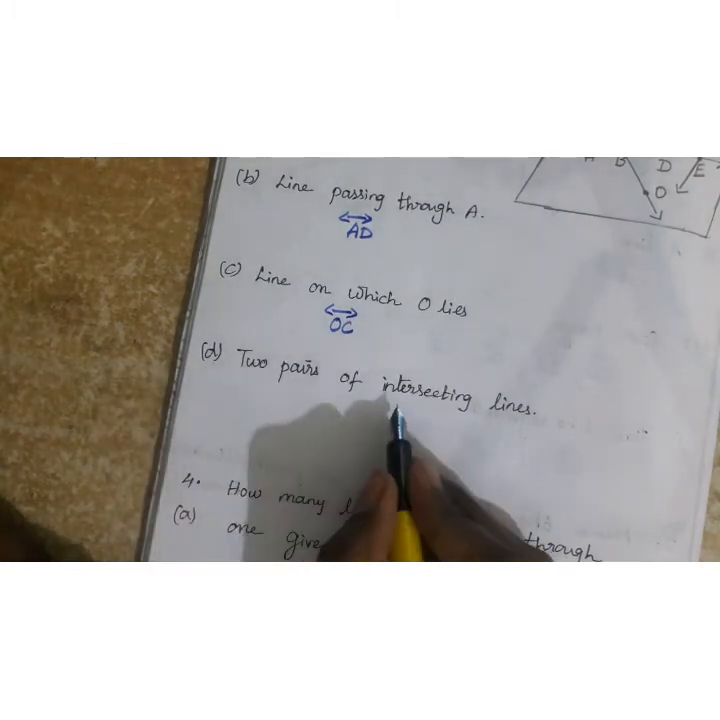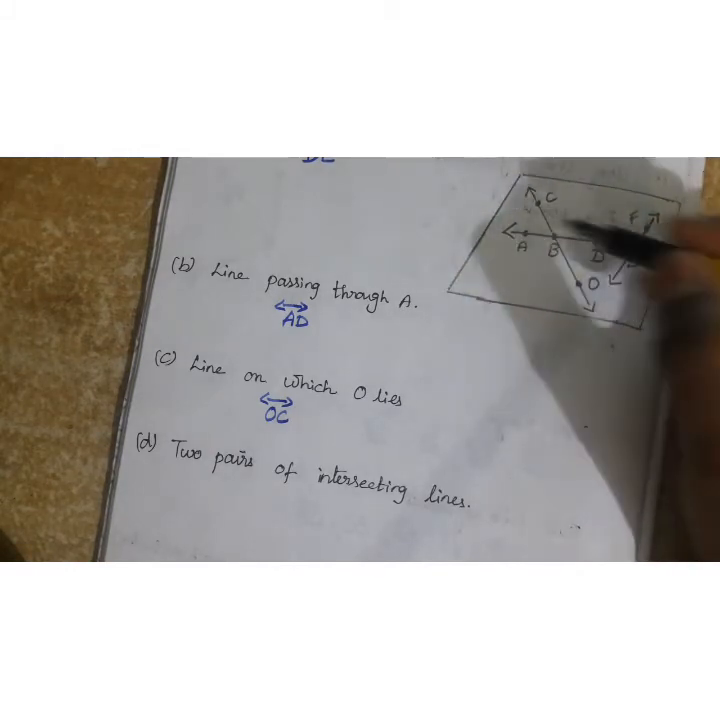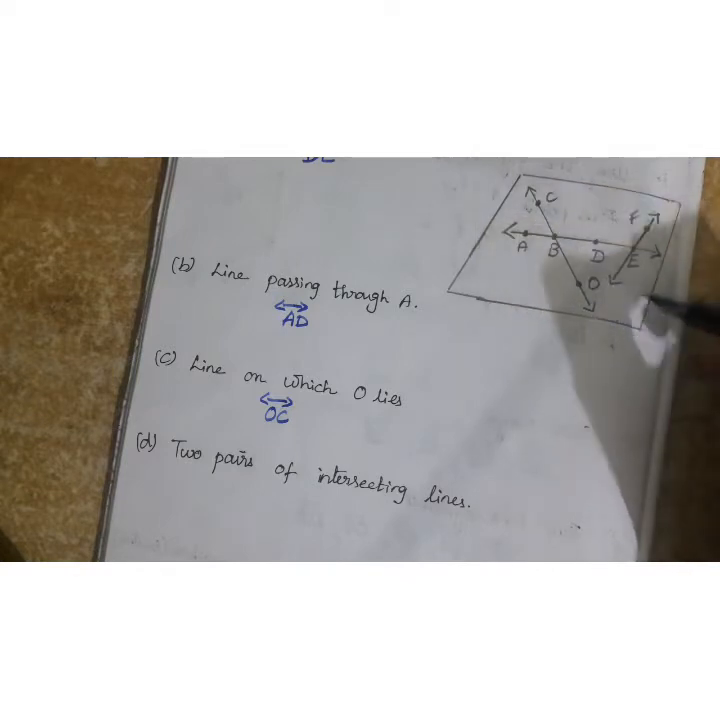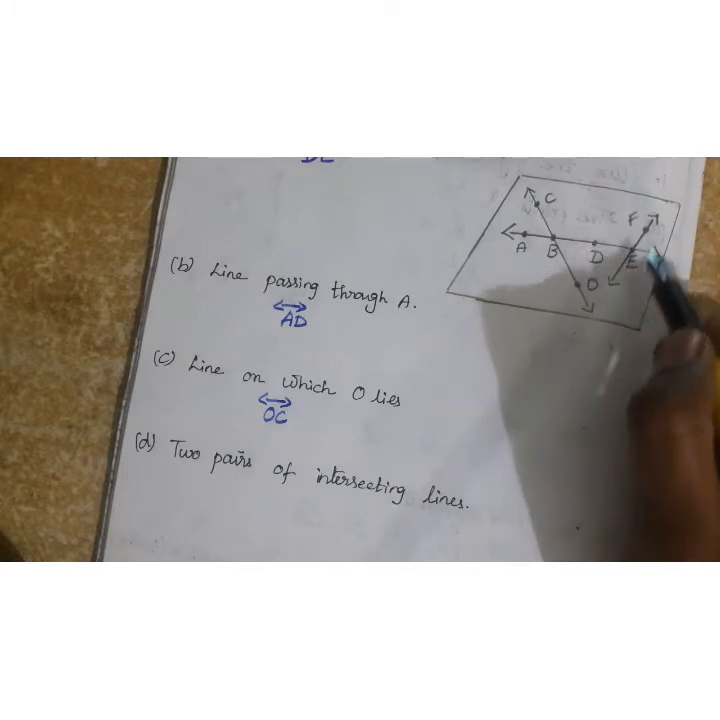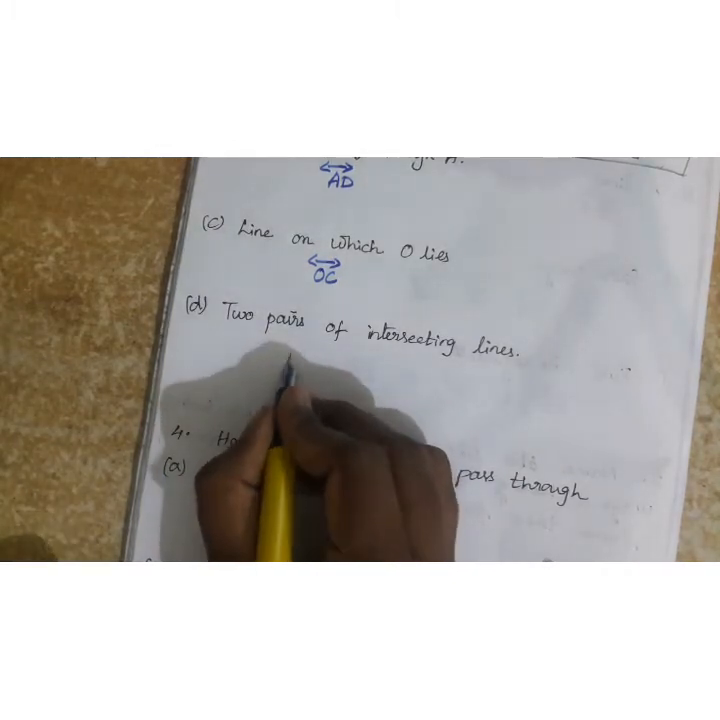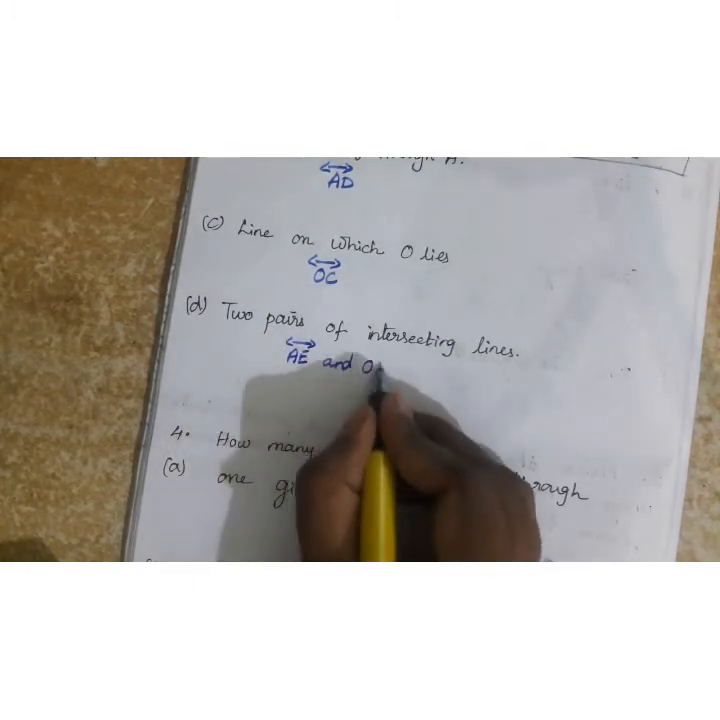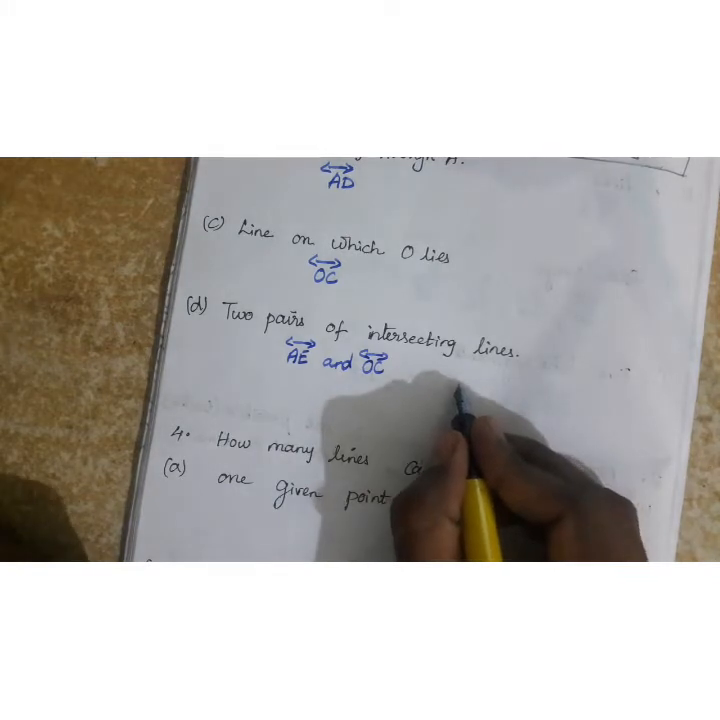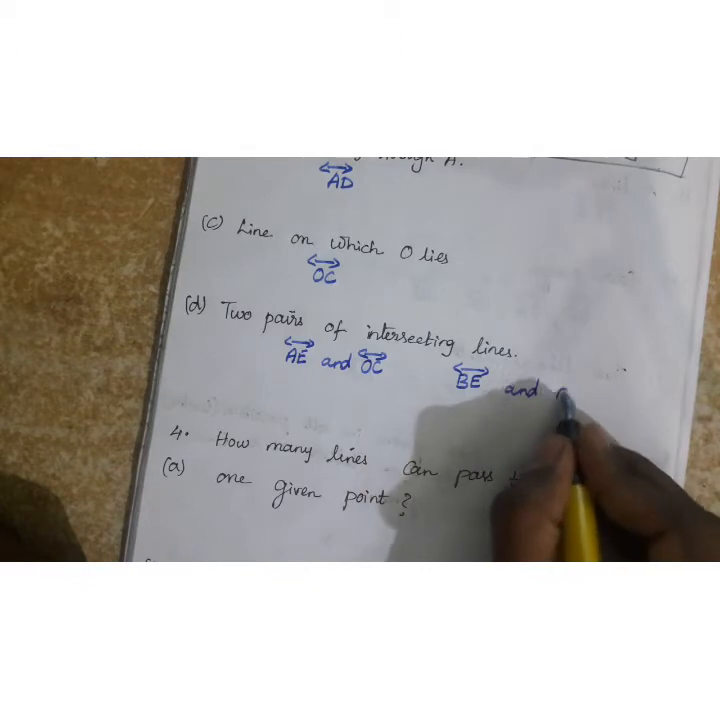D part: two pairs of intersecting lines. The two pairs of intersecting lines are AE and OC, and BE and EF.